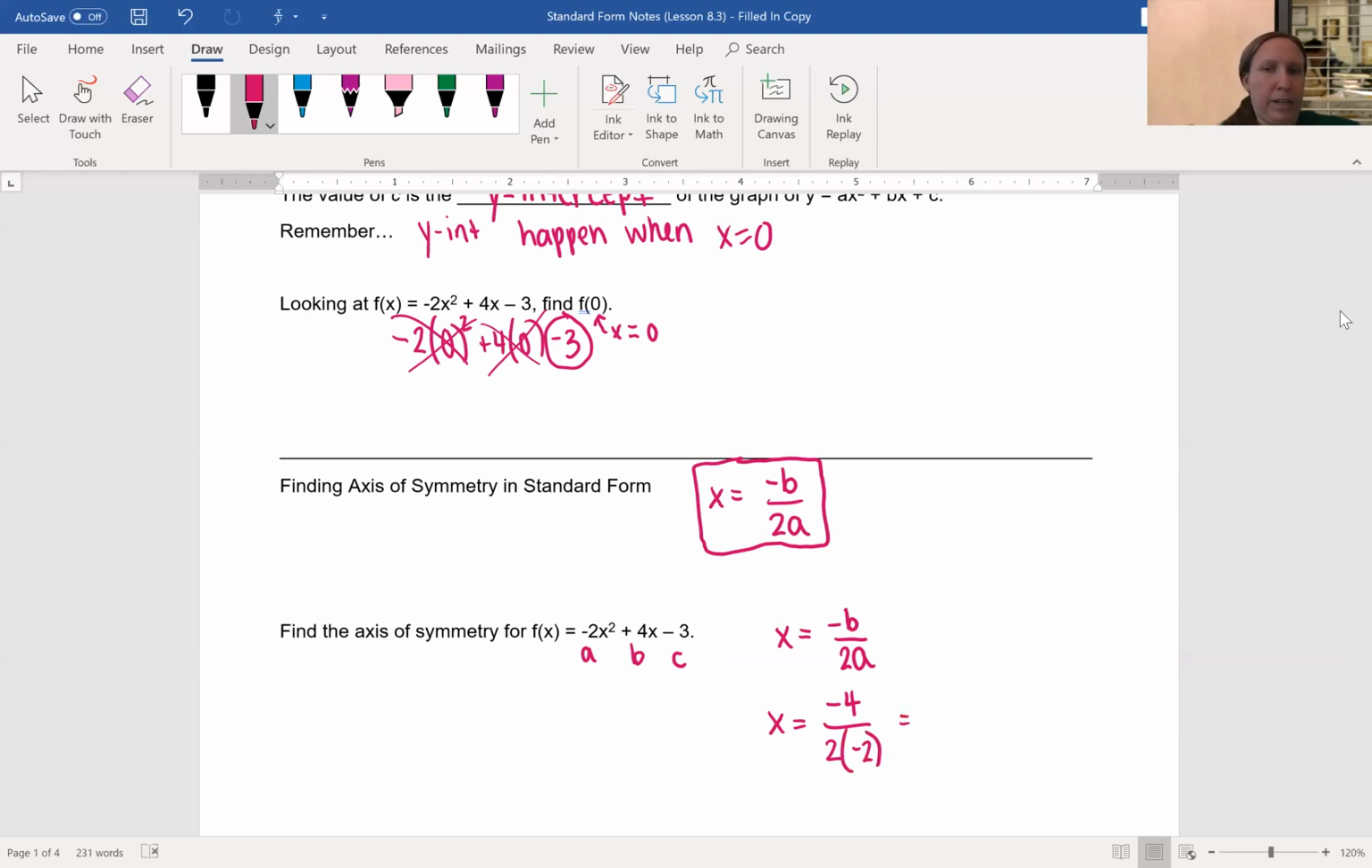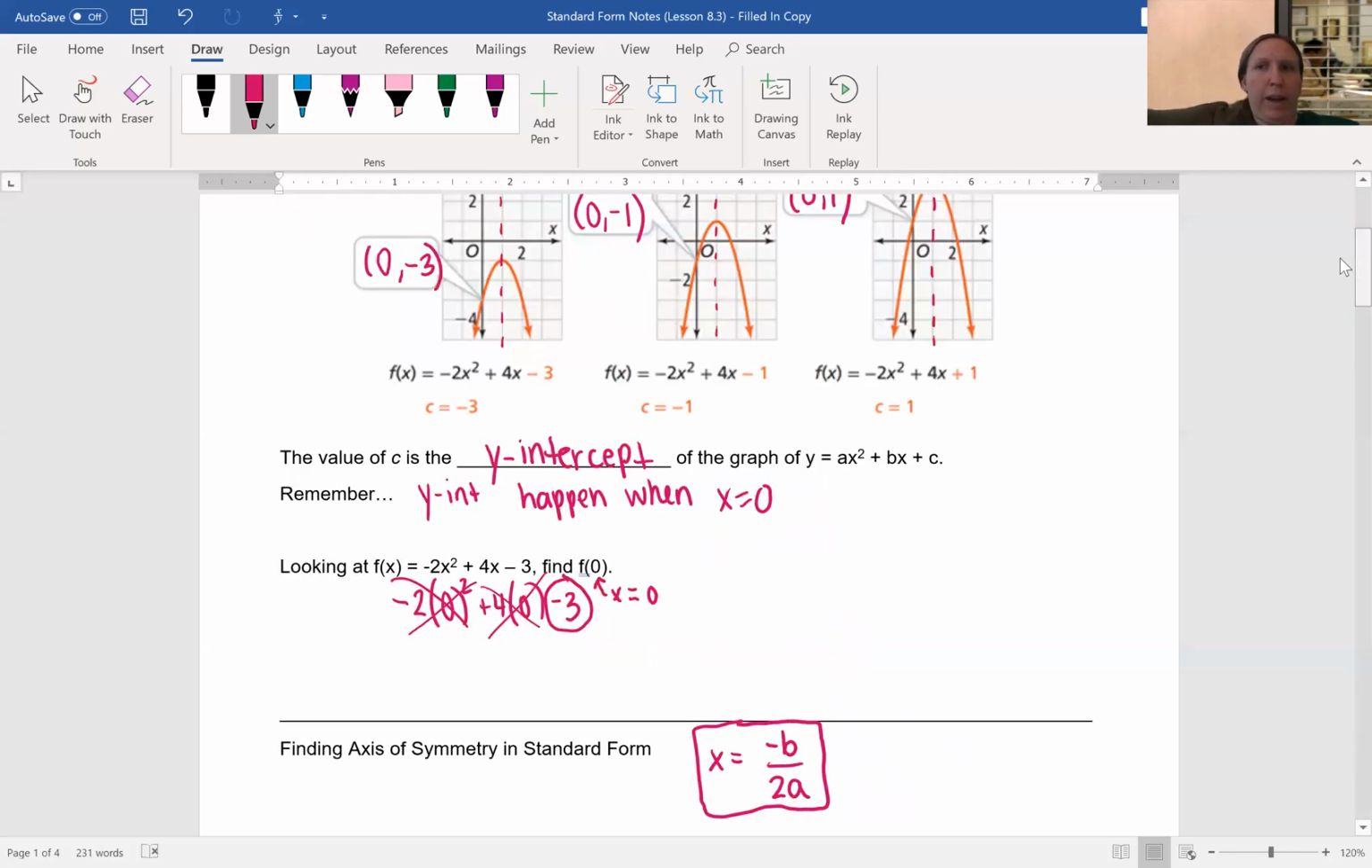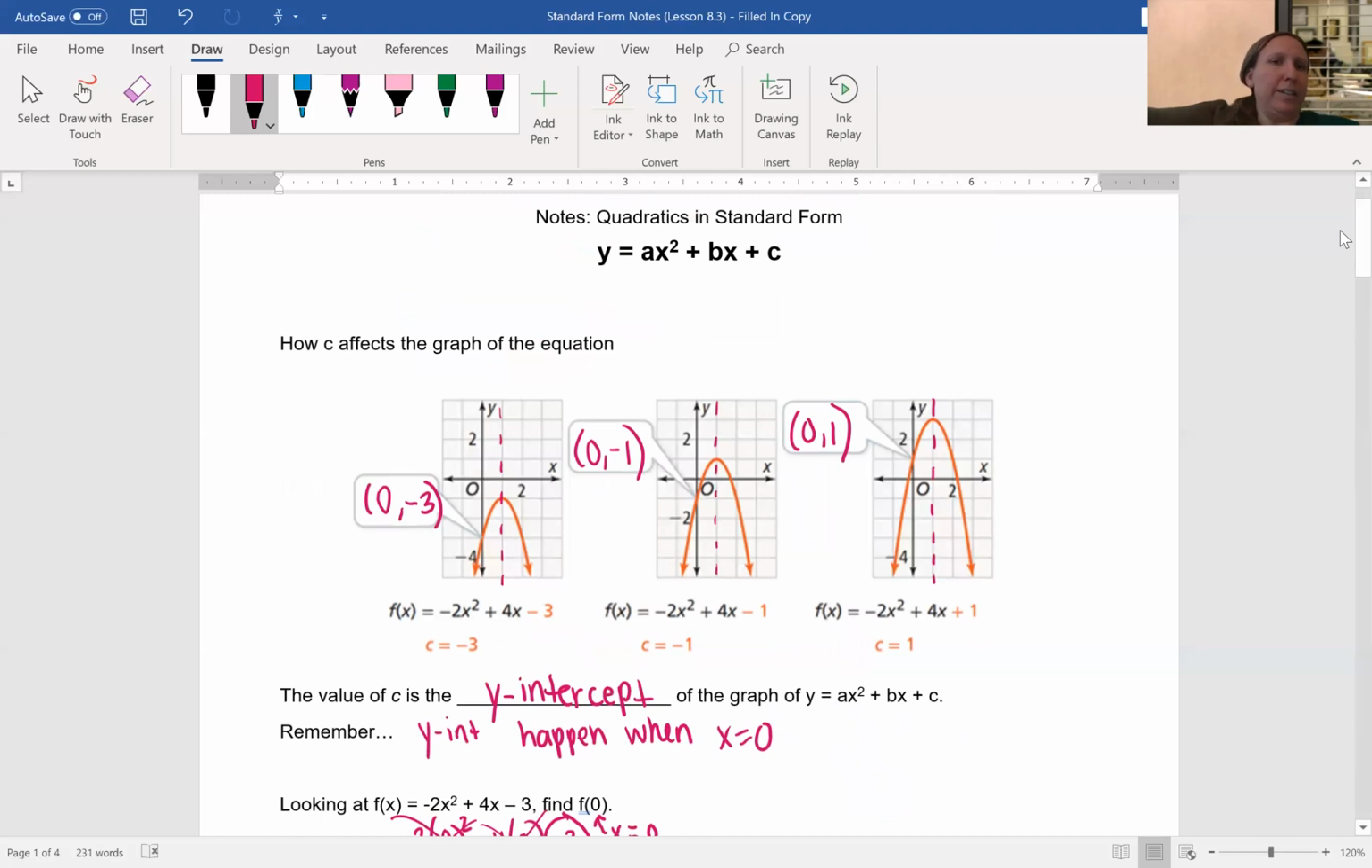So this would be negative 4 over negative 4. And our axis of symmetry is x equals 1. Okay, and this actually was the first equation from our trio of equations above. And if we go back and look at our graph, yes, indeed, the axis of symmetry was x equals +1.